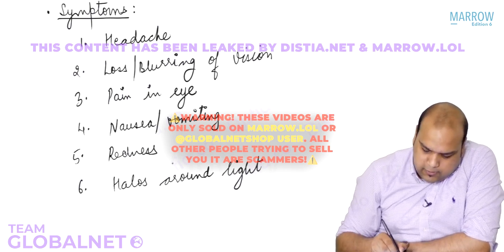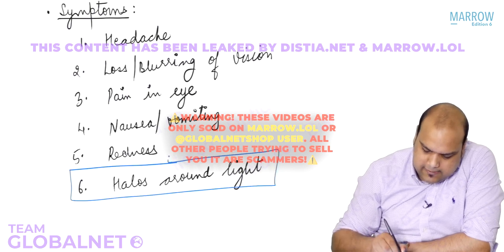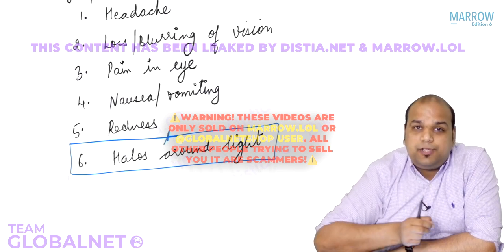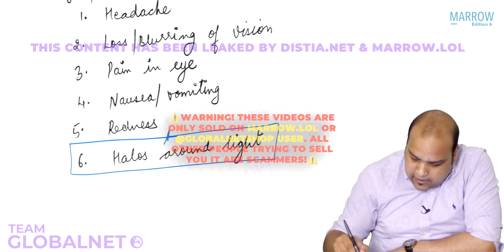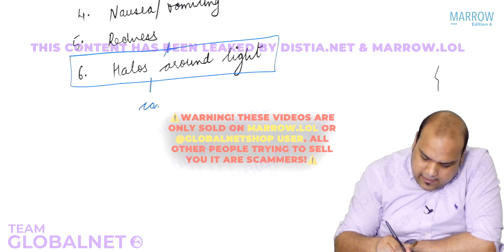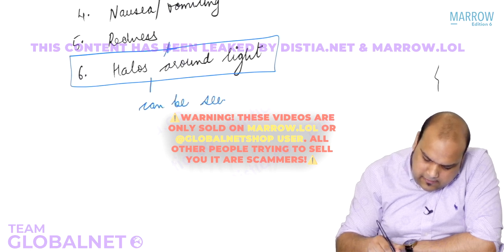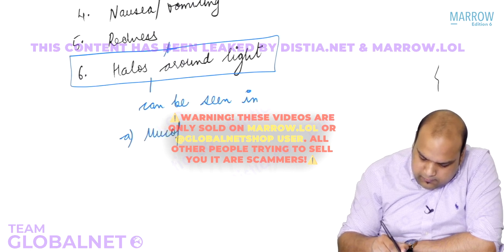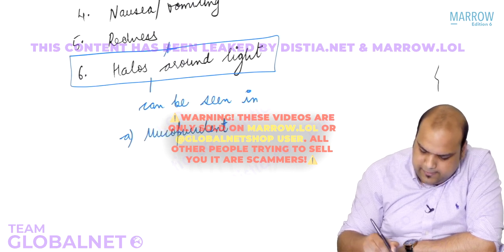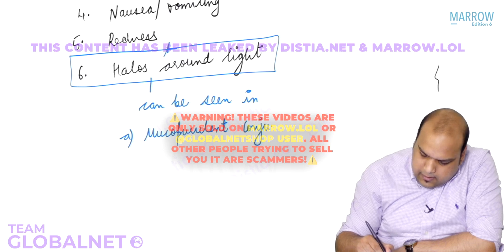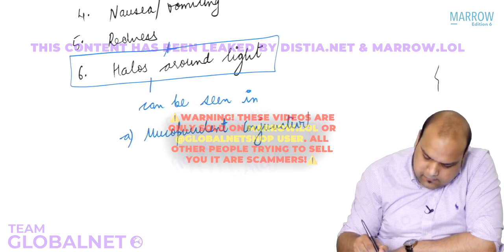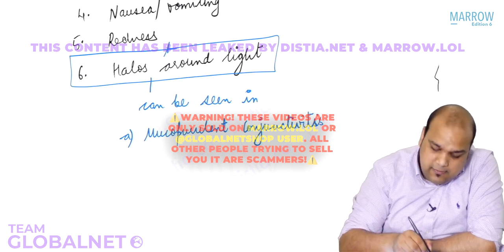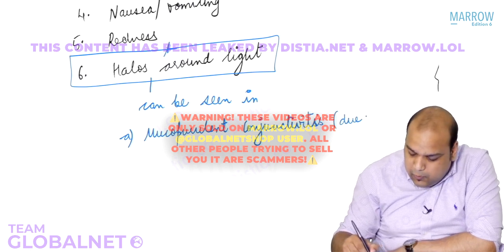Here, I want you to focus on the 6th symptom, halos around light. Halos around light is not a specific symptom of angle closure glaucoma. Okay? Halos around light can be seen in a mucopurulent conjunctivitis. Mucopurulent means discharge. Why are they seen? Due to discharge.